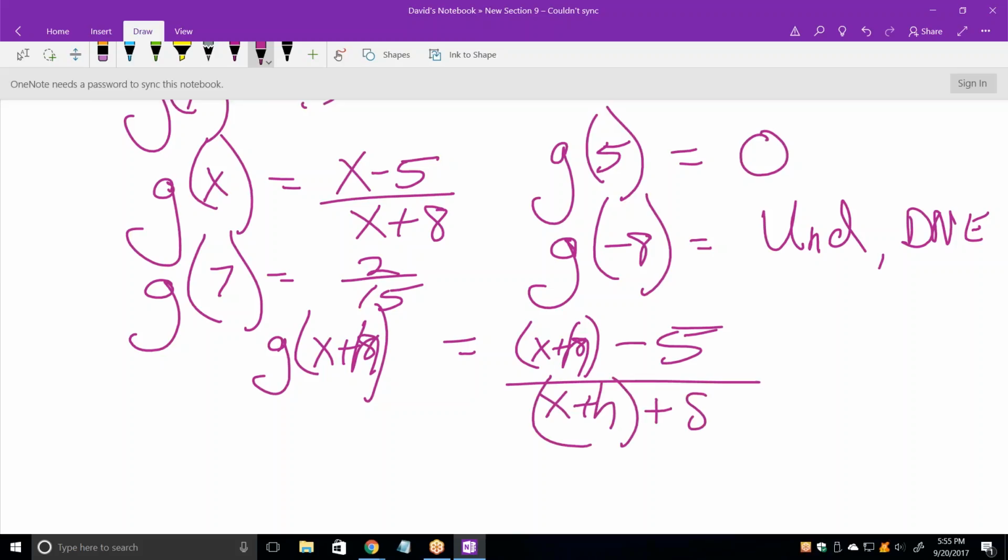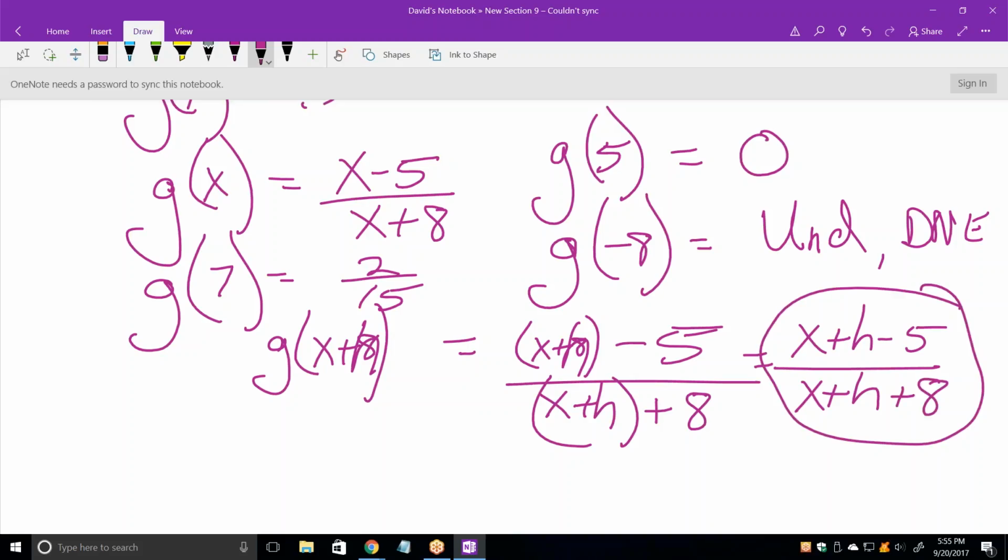And that's actually the answer. There's no simplifying there. I can remove the parentheses so that I have x plus h minus 5. I can't simplify that. And I can't simplify this. That's the answer. It's a real number. Go ahead and put that in. They're kind of introducing you to calculus. X plus h is a big calculus thing.